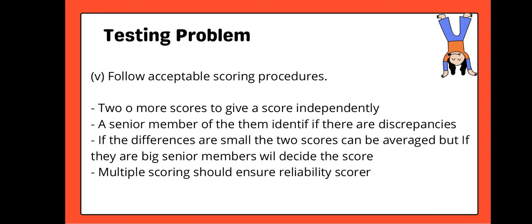Testing problem: follow acceptable scoring procedures. Two or more scorers give a score independently. A senior member of the team identifies if there are discrepancies. If the differences are small, the two scores can be averaged, but if they are big, senior members will decide the score. Multiple scoring should ensure scorer reliability.